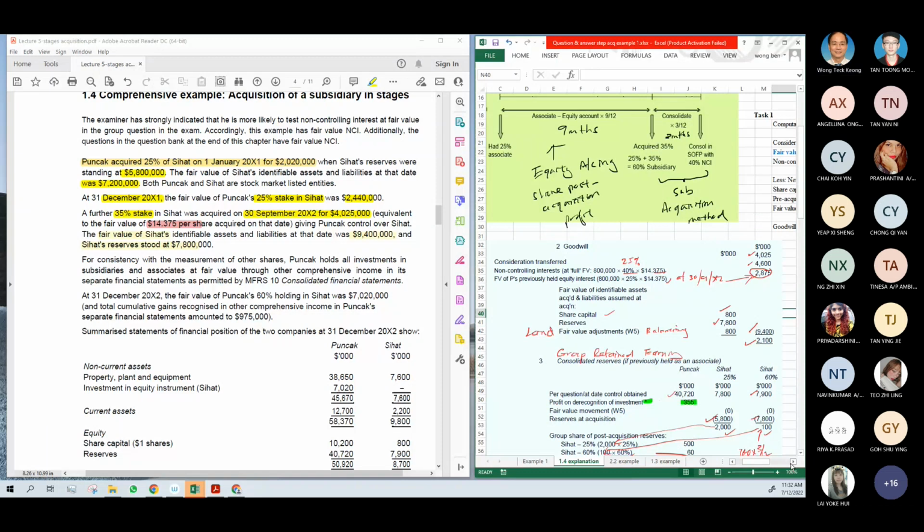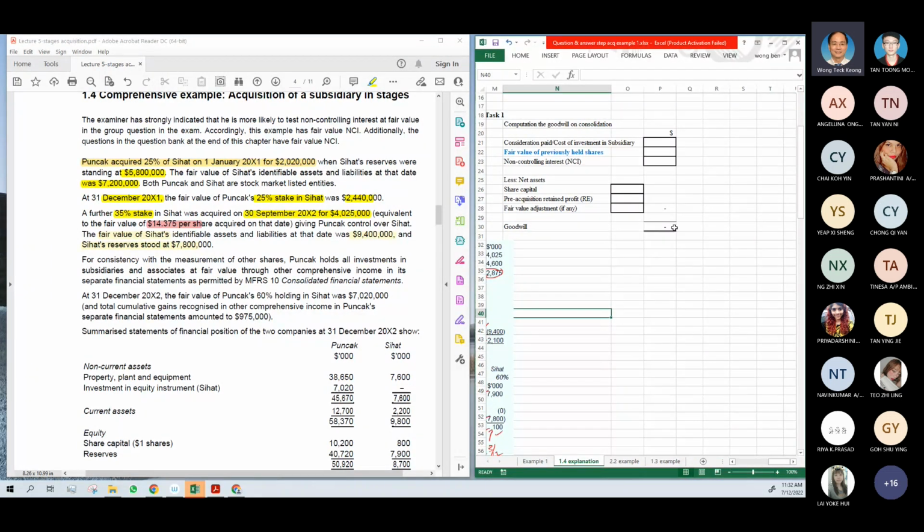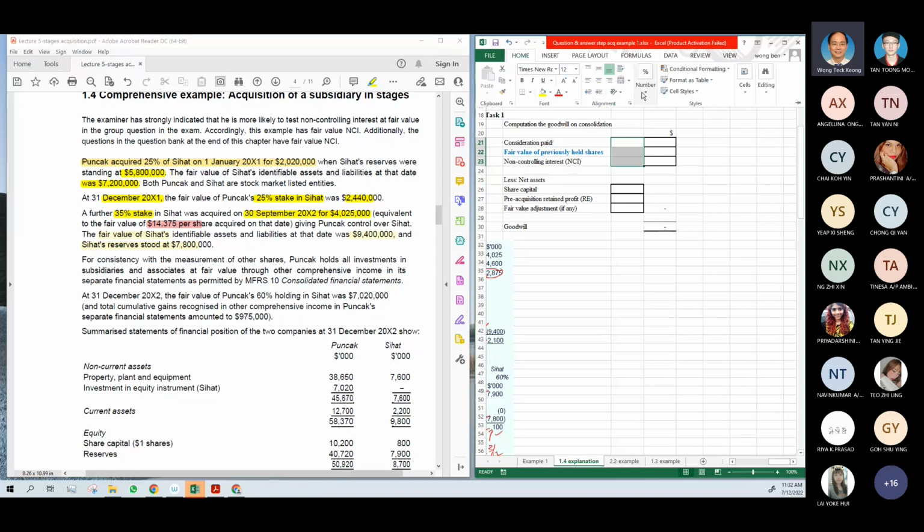Okay, so your 35%. So the previously held share, how are we going to evaluate the 25%? Okay, we come to that. So you put in terms of the tax here. Now we can draw up, so put in the percentage here, easier for you to follow.